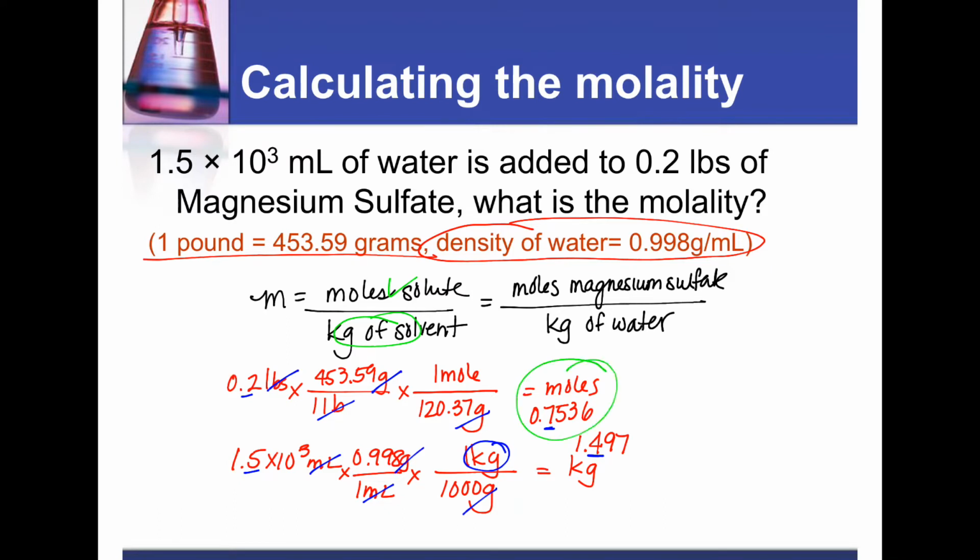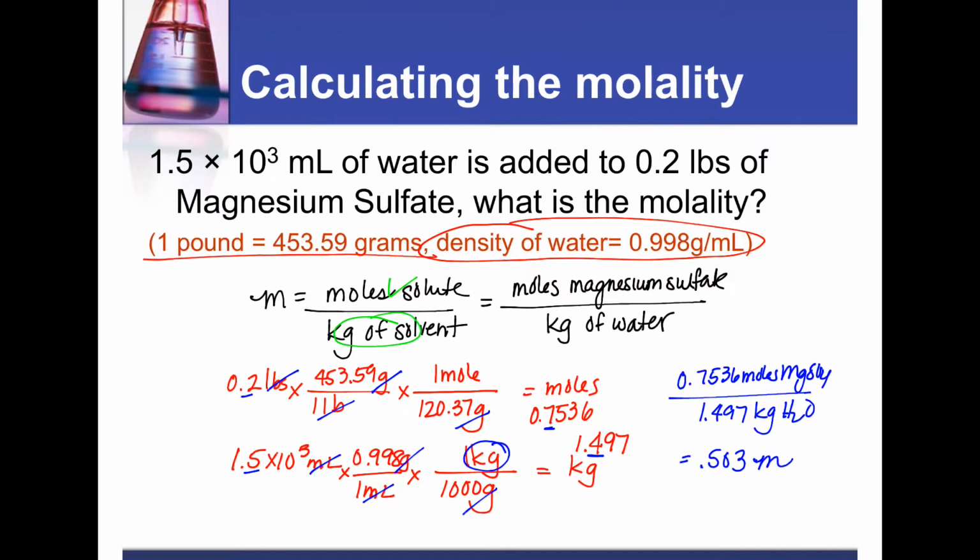Now I have my moles, and I can divide them by my kilograms. When I do that, I get a molality of 0.503, and so I'm going to label it molality, the fancy M there.